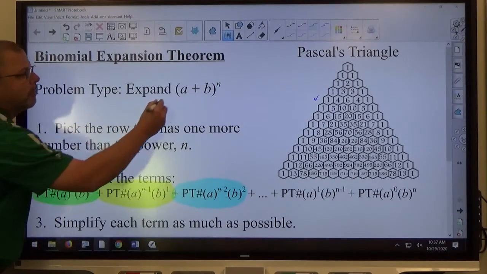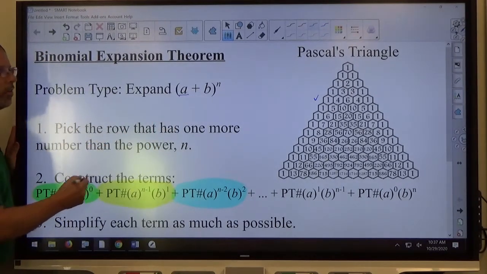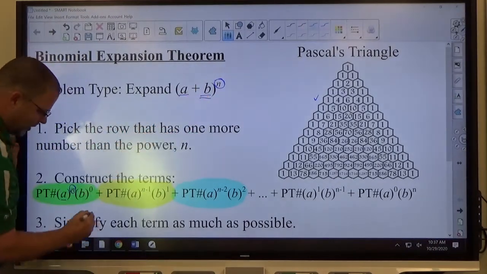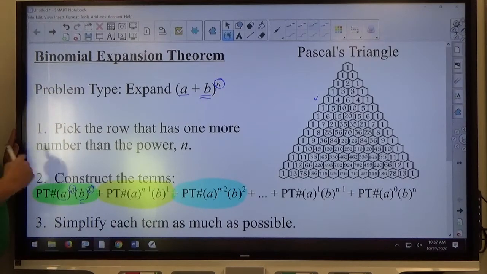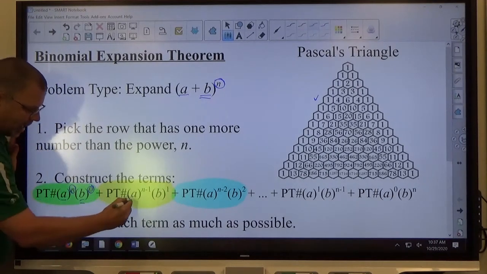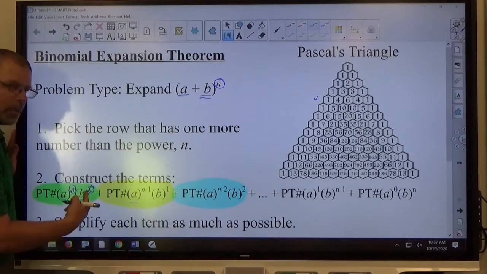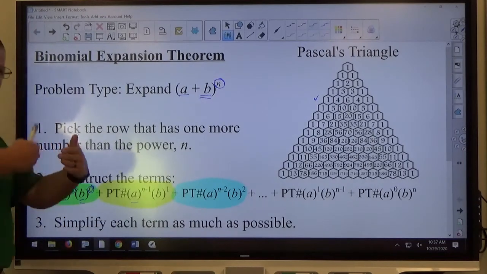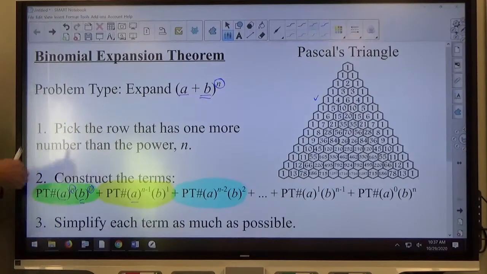A is whatever the first object is. It's being raised to whatever n is, so it matches that. B is whatever the second object is. It's being raised to the 0 power. Then for every other term, notice the power of A was n, now it's 1 less. For B, the power was 0, now it's 1 more. So we're making the powers go down for the first object, and we're making the powers go up for the second object as we construct each next term.